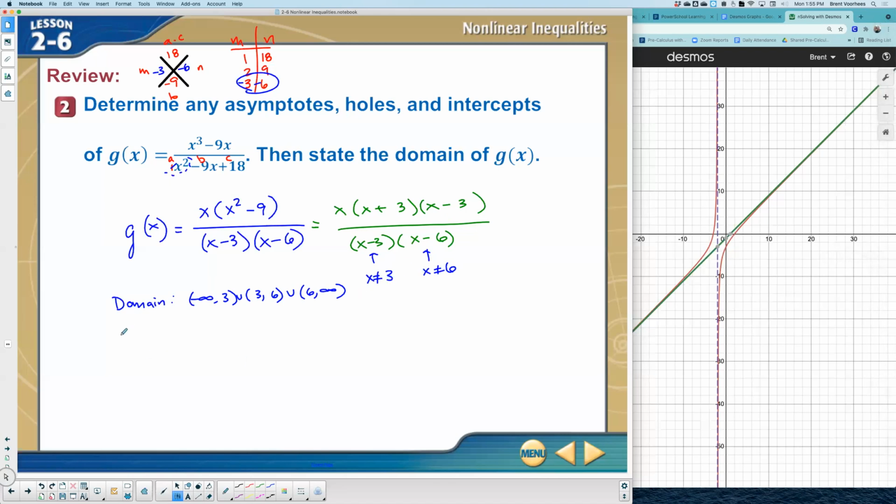A vertical asymptote would occur where the factor does not cancel out. So let's look at these. Do either factors cancel out?